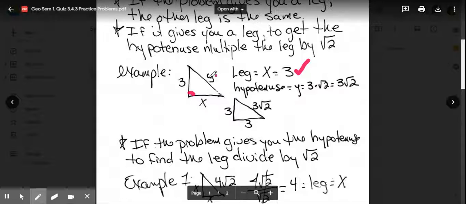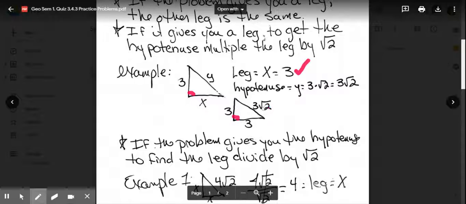Now for our hypotenuse is y. So we take our leg, which is 3, and we multiply that by the square root of 2. So 3 square root of 2 is 3 square root of 2. So our new triangle looks like this. Both legs are 3, and then our hypotenuse, which is what's across from our 90 degree angle, is 3 square root of 2.